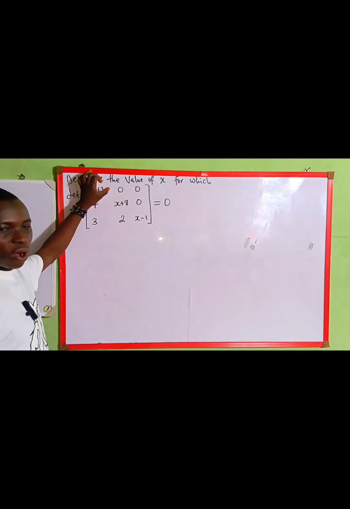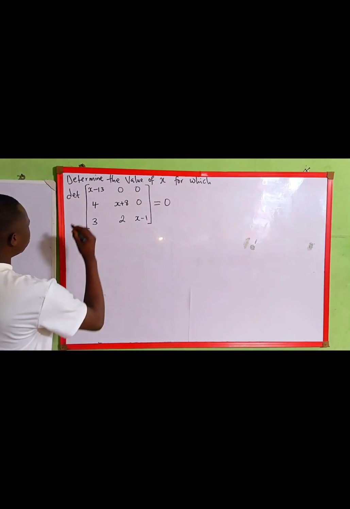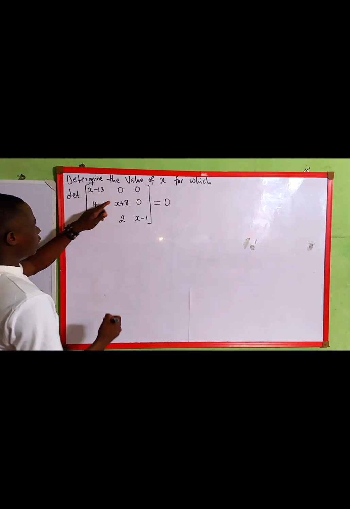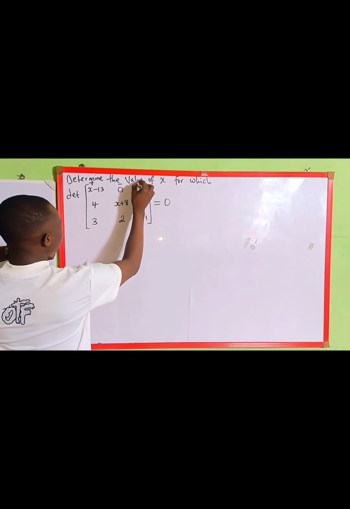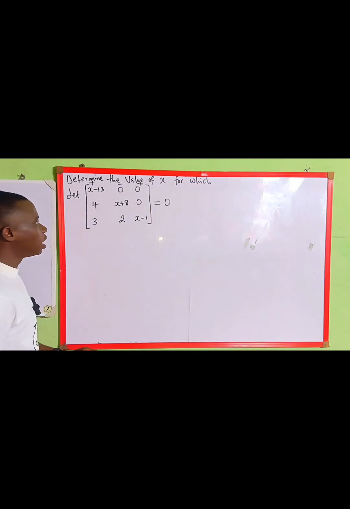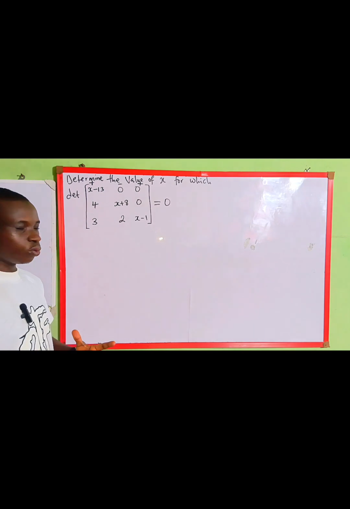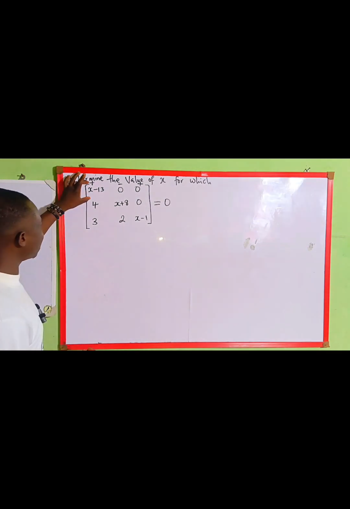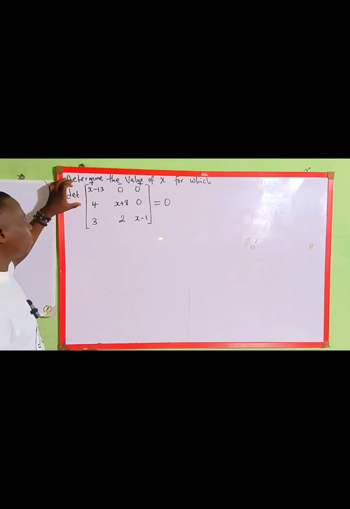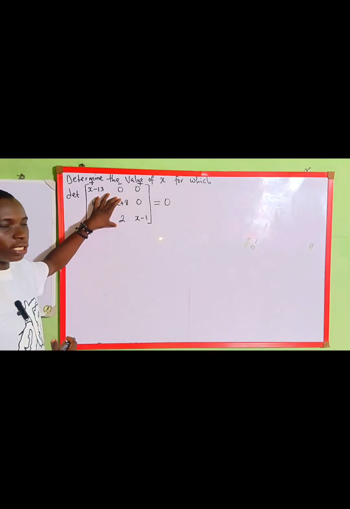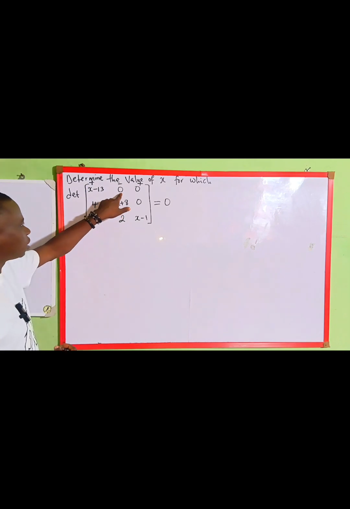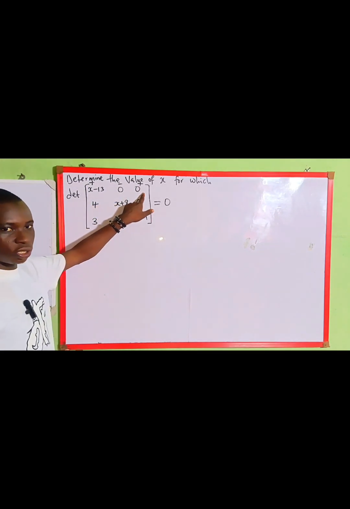the first element in the first row and the first column of any matrix is positive, while the second element in the first row is negative and the third element in the first row is positive. Now, to do this, what we are going to do is to pick this first element, x minus 13. Then we're going to cover the row and the column of this element. Then we write the remaining elements, and this is also applicable to the second element and the third element.